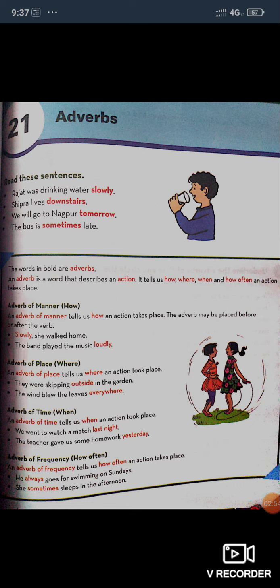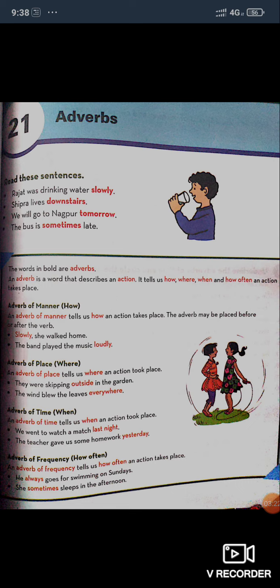The adverb may be placed before or after the verb. Here you can see in the example, slowly she walked home. Here the first word is the adverb. And the band played the music loudly. Here it is the last one. It means it may be placed before or after the verb. But what is it that tells us how an action takes place? That is the adverb of manner. Here, she walked home slowly.